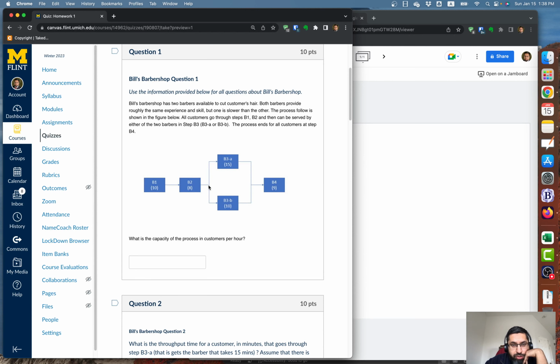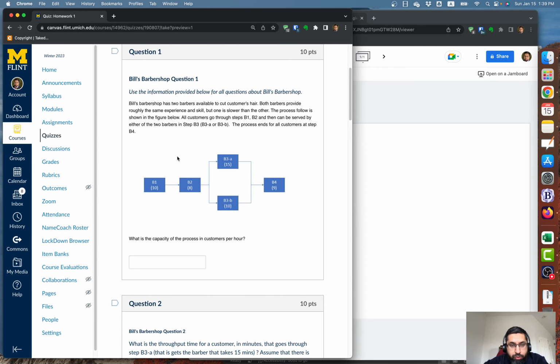And then we have this interesting split where we have step B3 being done by two different barbers. There is worker A. Worker A is perhaps newer. They take longer. They take 15 minutes to give a haircut, process a customer. And barber B is probably more experienced or just faster somehow. They take 10 minutes to process a customer and give them a haircut. Then we go to step B4, where it takes 9 minutes to process a customer. Maybe they pay and give a tip and so forth. Okay. And we have to find the capacity of this process.